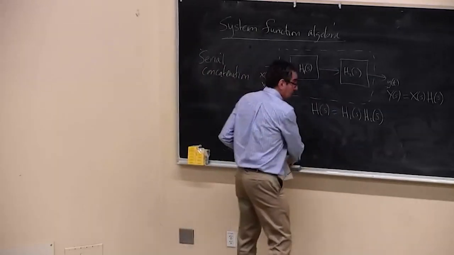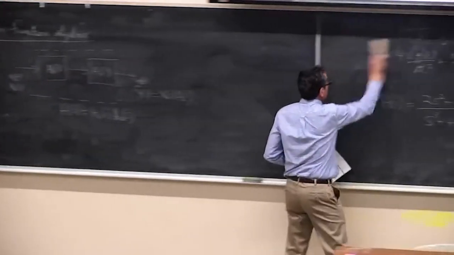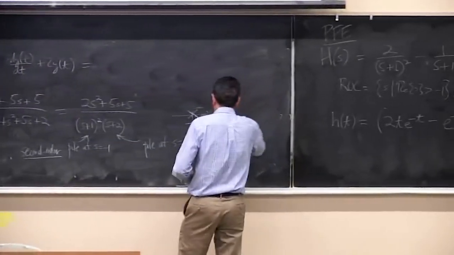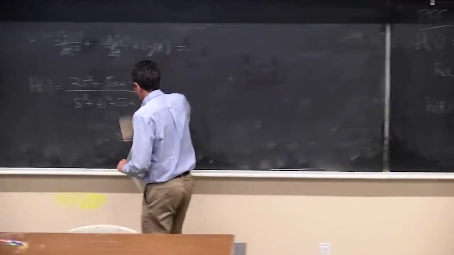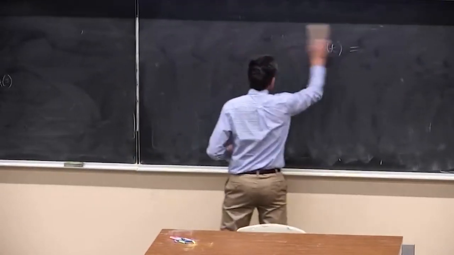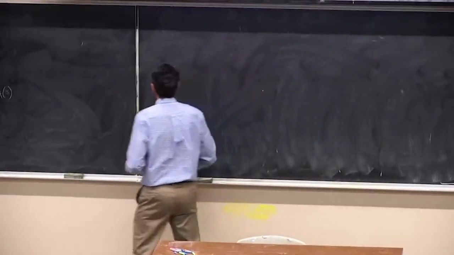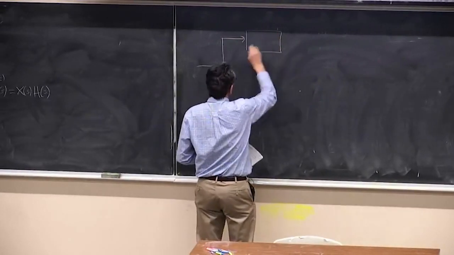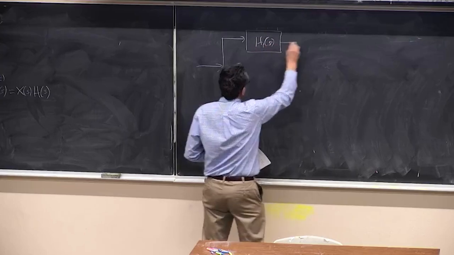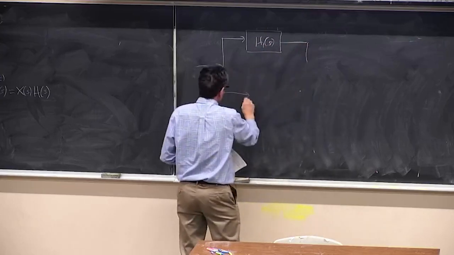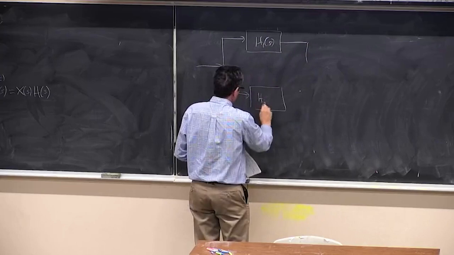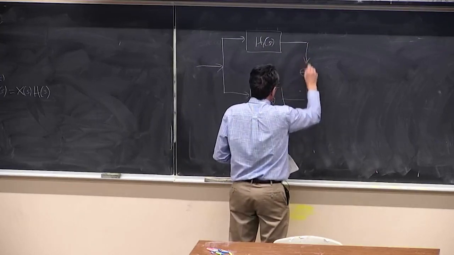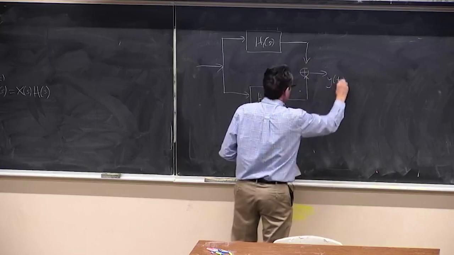And similarly, for a parallel concatenation, that one's even more straightforward. That one's going to turn out to be a way of adding system functions. So if our situation was that we had an input x of t that was split and fed to both of these systems, and then the result was added to produce y of t.